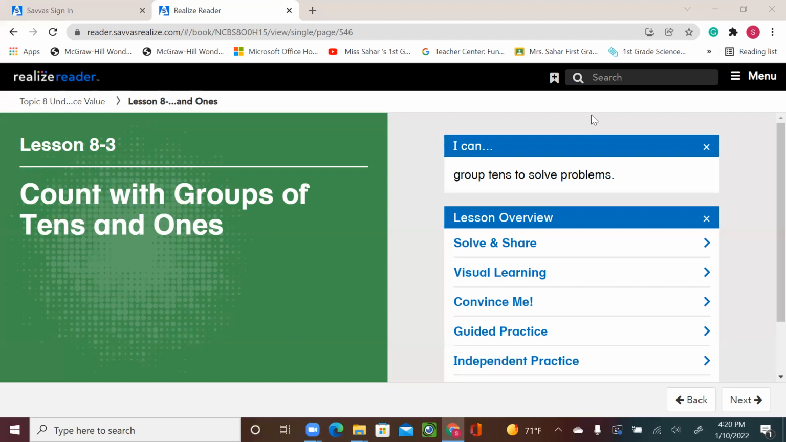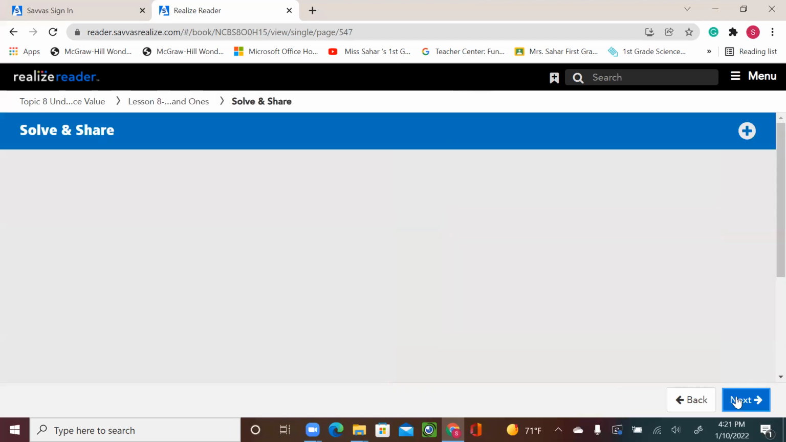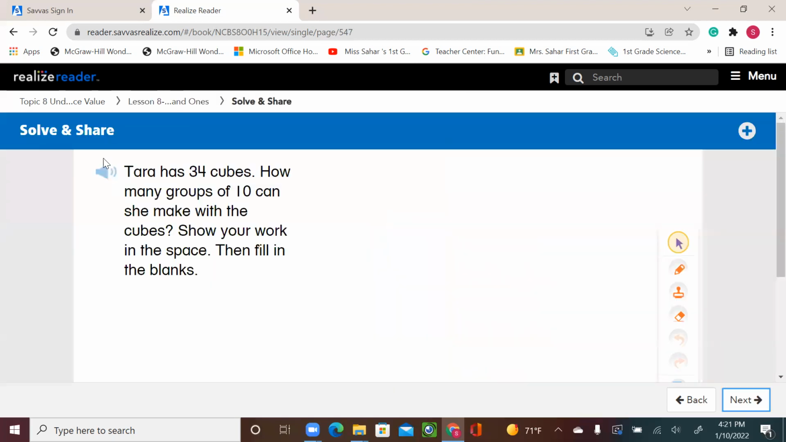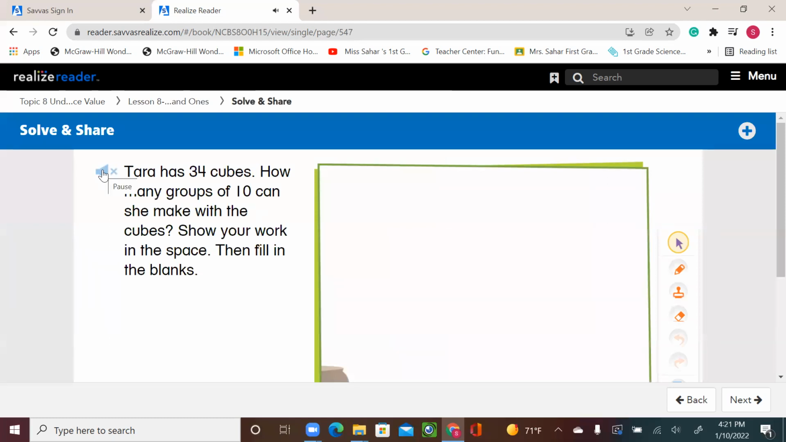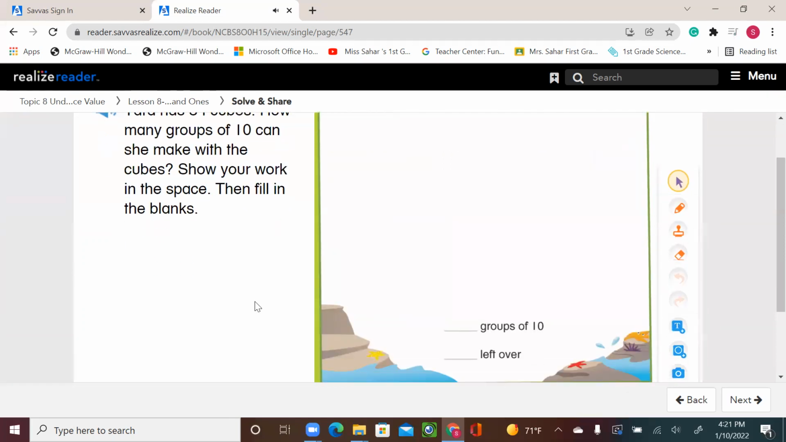Today, we're going to have ones and we're going to learn how to use the ones. So count with groups of tens and ones. So let's open your book, page 333. Tara has 34 cubes. How many groups of 10 can she make with the cubes? Show your work in the space. Then fill in the blanks. All right, so as you see, we have to find out how many groups of 10 and there's leftover now. So let's watch our video and come back for this lesson.